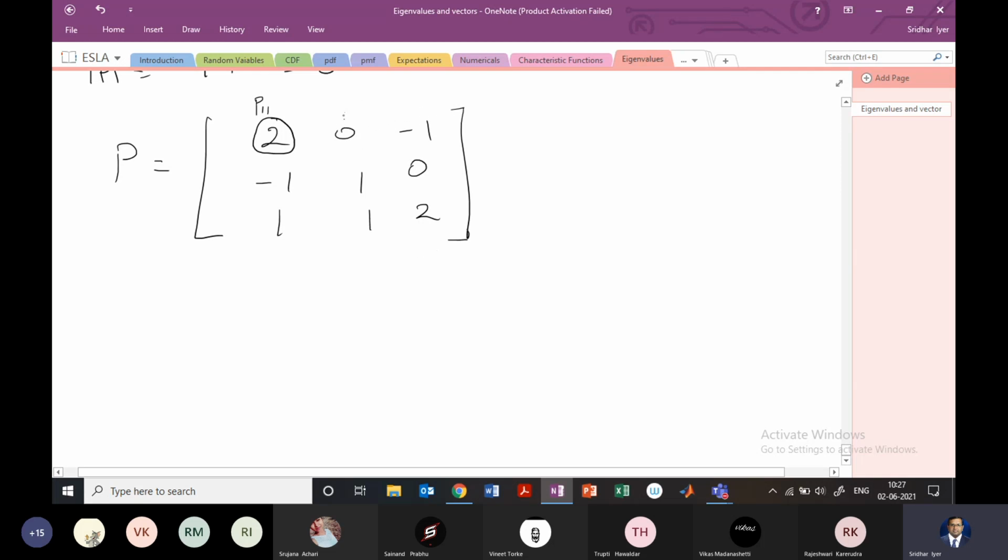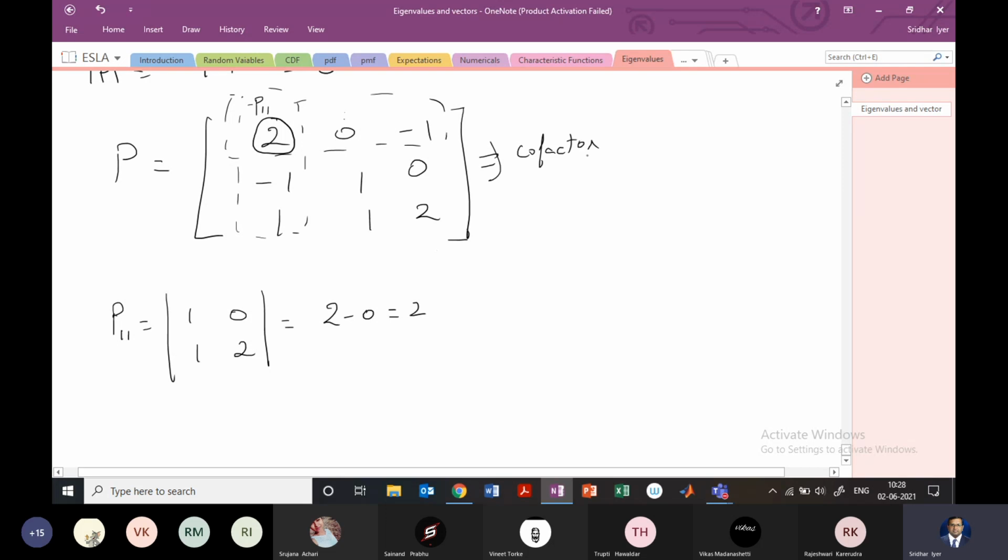Okay. So now we need to find the cofactor of P11, right? So what are we going to do? We are going to ignore this row and that column, so we ignore the first row and the first column. We are left with 1, 0, 1, 2, and then you find the cofactor, which is 2 minus 0, which is 2, right? So what we need to find step by step is the cofactor matrix, right? The first value we have already found. The first value is 2.